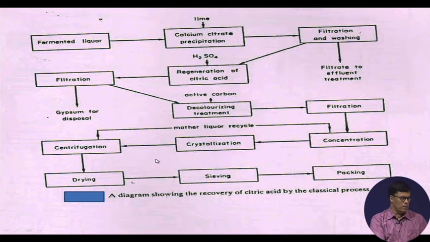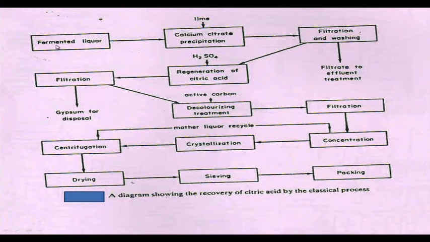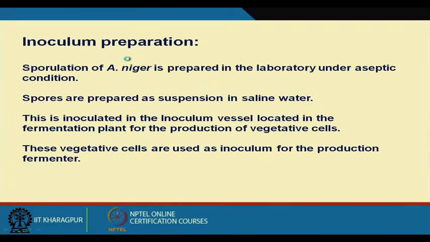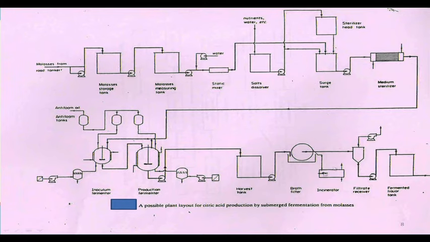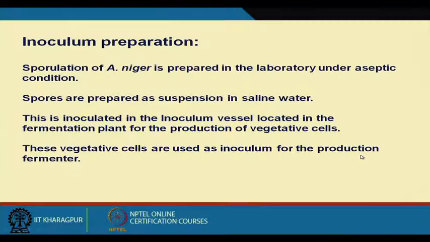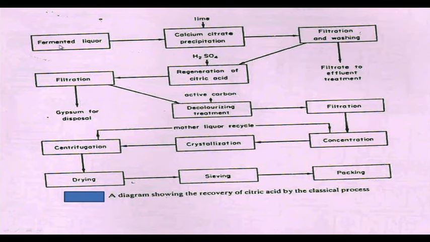Now this is what I want. This is the downstream processing, the purification process of the citric acid industry. The fermented liquor we take here. In the previous slide I mentioned that after the removal of the cell mass we take it to the filtered reservoir. This is the fermented liquor, the filtered material, and we take it here.